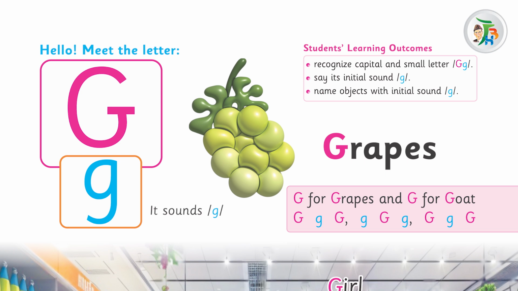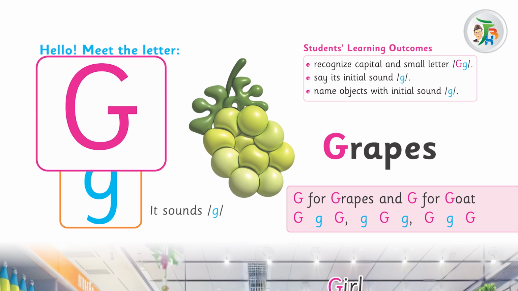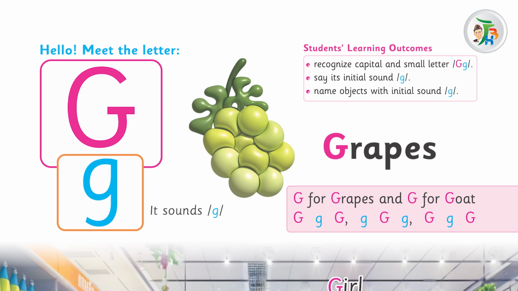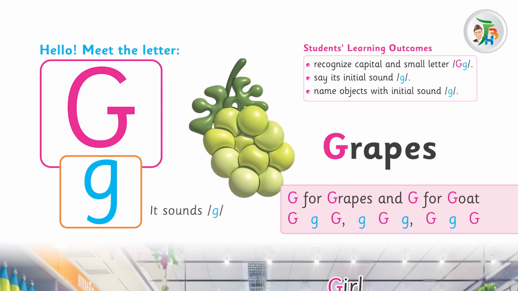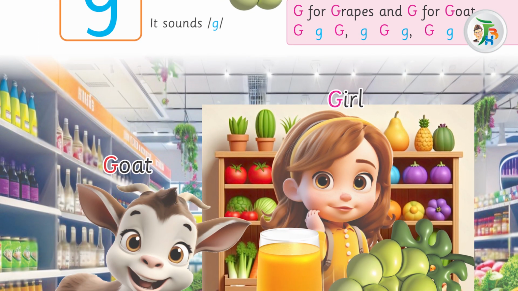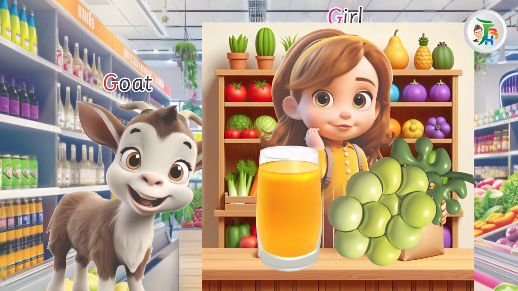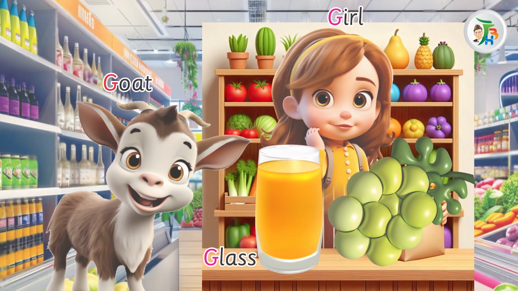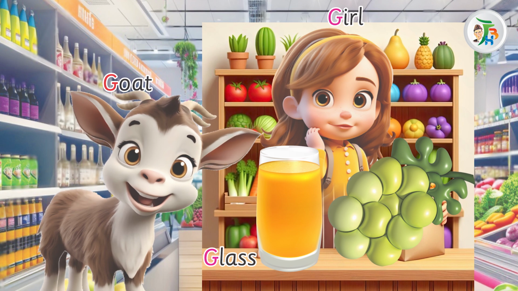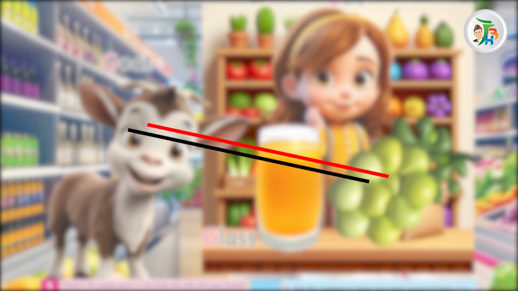Hello, meet the letter G. This is how the capital letter G looks like. And this is how the small letter G looks like. And it sounds G. G. G for grapes and G for goat. G, G. Now look at the picture and you can find so many things which start from letter G, like girl, glass, grapes, goat.